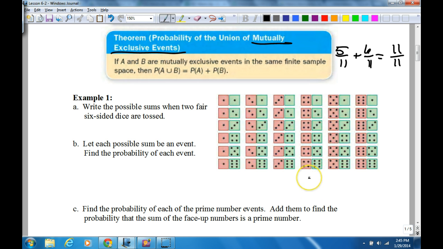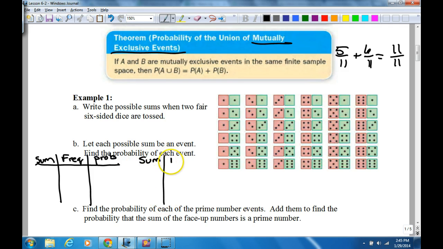Okay, so what I want you guys to do is to write a chart. You're going to have to make it kind of small, but call it sum, frequency, and probability. You're going to probably have to make a couple of these. You're not going to have much room right here. Are we doing part A or B? B. Because part A was done in the picture for you. Those are all the different possible events.